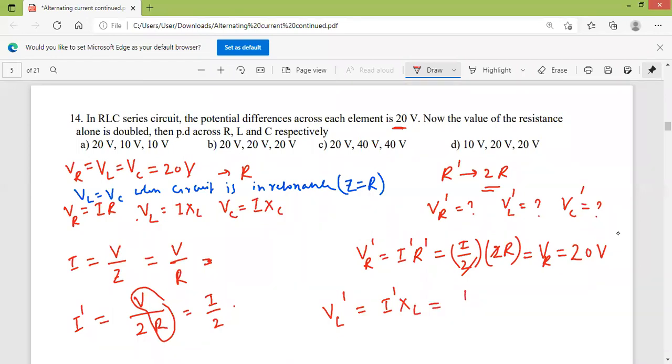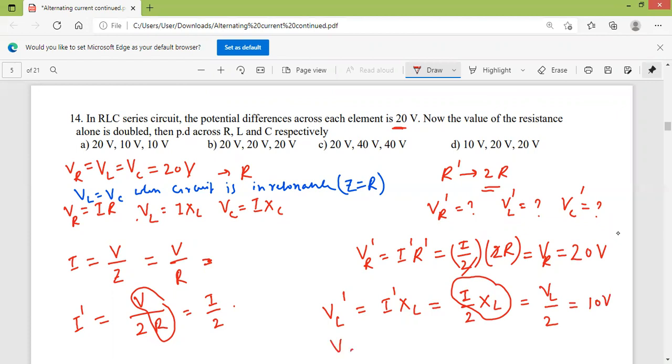So I dash is I by 2, and the inductive reactance will not be changed. Only the resistance is doubled, not the inductive reactance or capacitive reactance. If XL remains the same, then I into XL is VL by 2, that is VL by 2 means 10 volt.